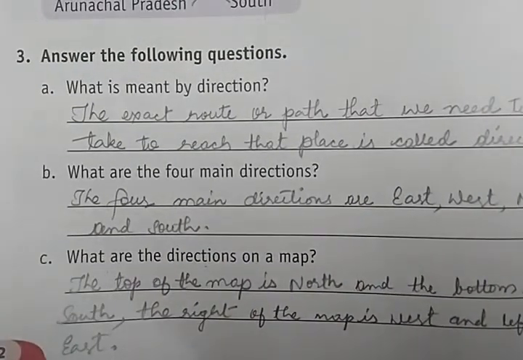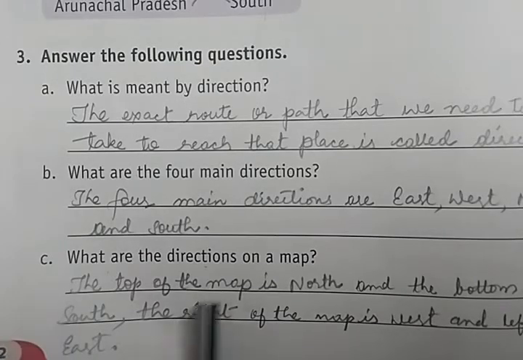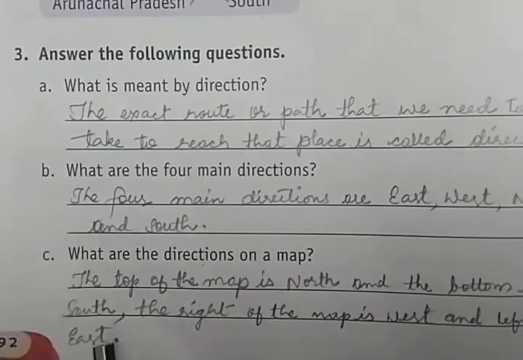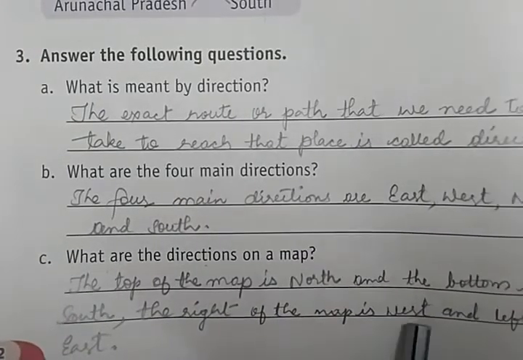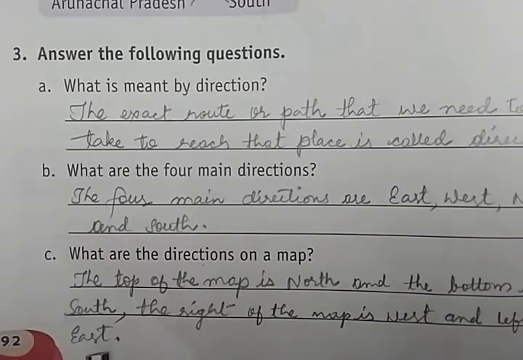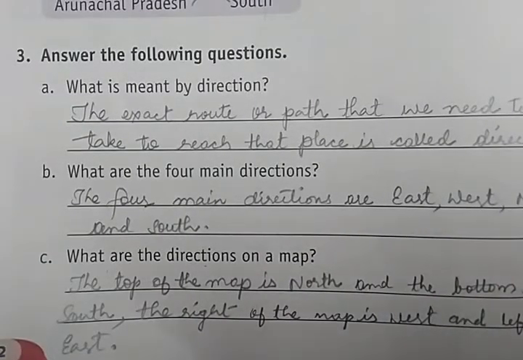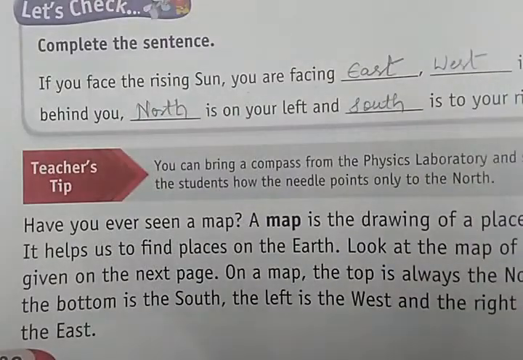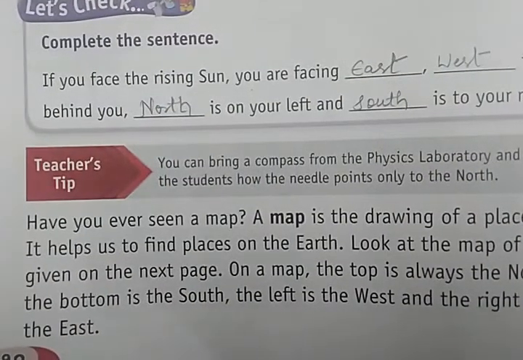What are the directions on the map? The top of the map is north and the bottom is south. The right of the map is the east and the left is the west. Gujarat lies in the west and the state of Arunachal Pradesh in the east.